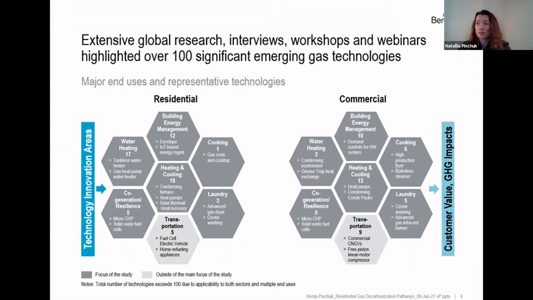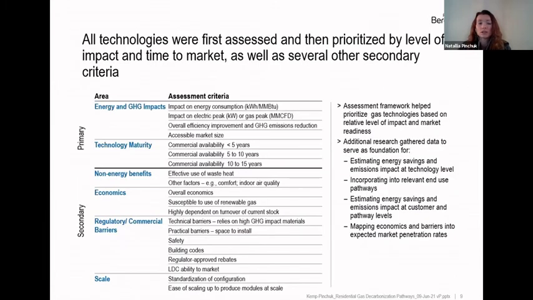So if you go to the next page, you can see how, as I mentioned, this phase was a bit more qualitative. We needed a way to quickly prioritize without doing the detailed quantitative analysis of each of the technologies, and we really looked at these 6 criteria. First, how are you able to impact the energy consumption and greenhouse gas emissions?